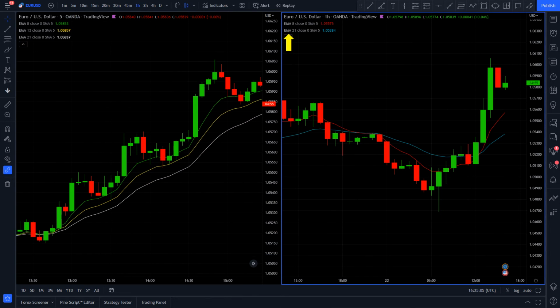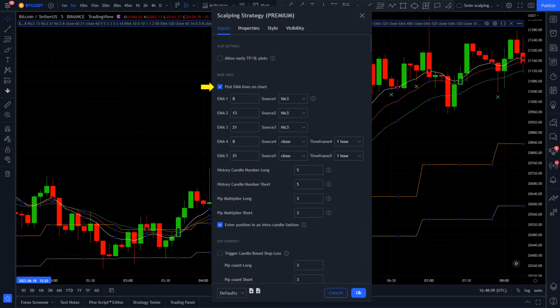The last 2 EMAs are used on a higher 1-hour time frame to determine the main trend and their lengths are 8 and 21. Now let's plot all of the EMAs on the chart and let me explain the entry rules for long and short.